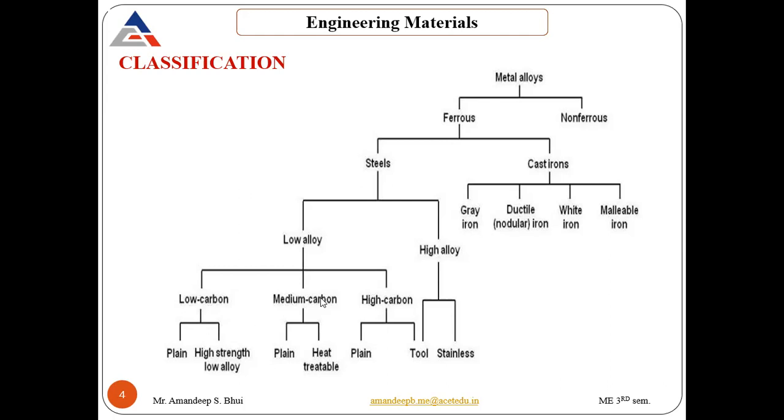Then medium carbon steel can be plain and heat treatable. High carbon steel can be plain, and tool steel can be there. High alloy steels can be divided into two subcategories, that is tool steel and stainless steel. Okay, so this is the classification of metal alloys. So this is the classification for ferrous alloys.